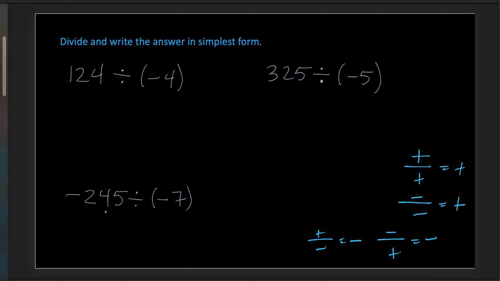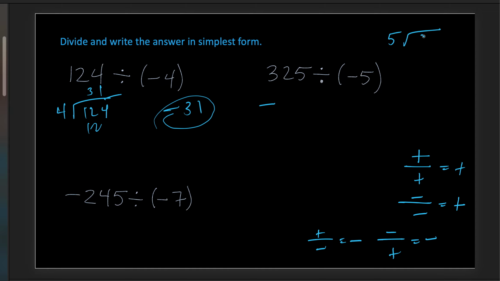So here we have a positive and a negative number, so you know the answer is going to be negative. I just don't know what 124 into 4 is, so I'm going to just do it real quick. 31, so the answer is negative 31. And I know this one's going to be negative, so I have to look at what 5 into 325 is. 65. So negative 65 for this one.